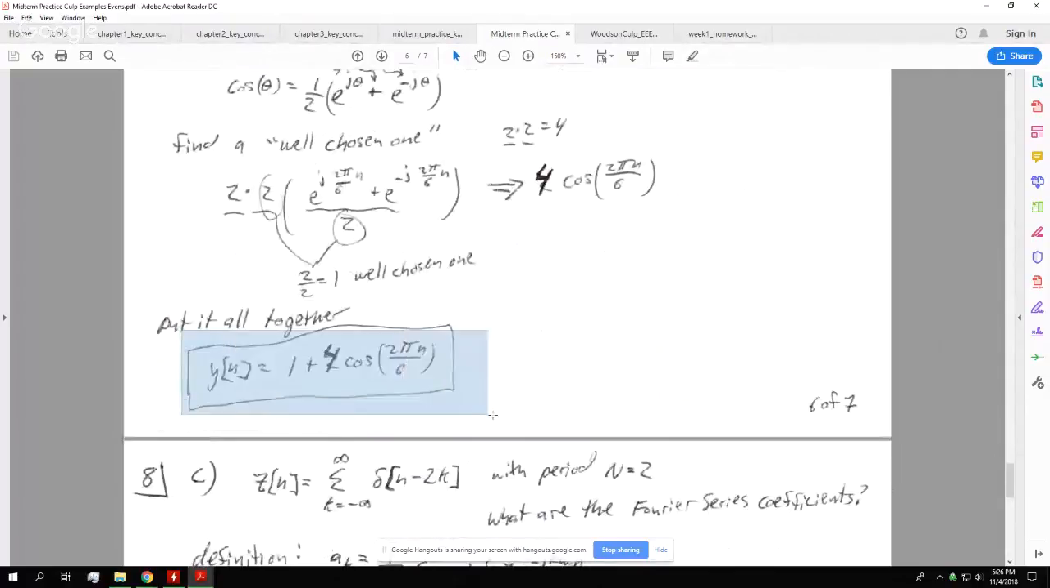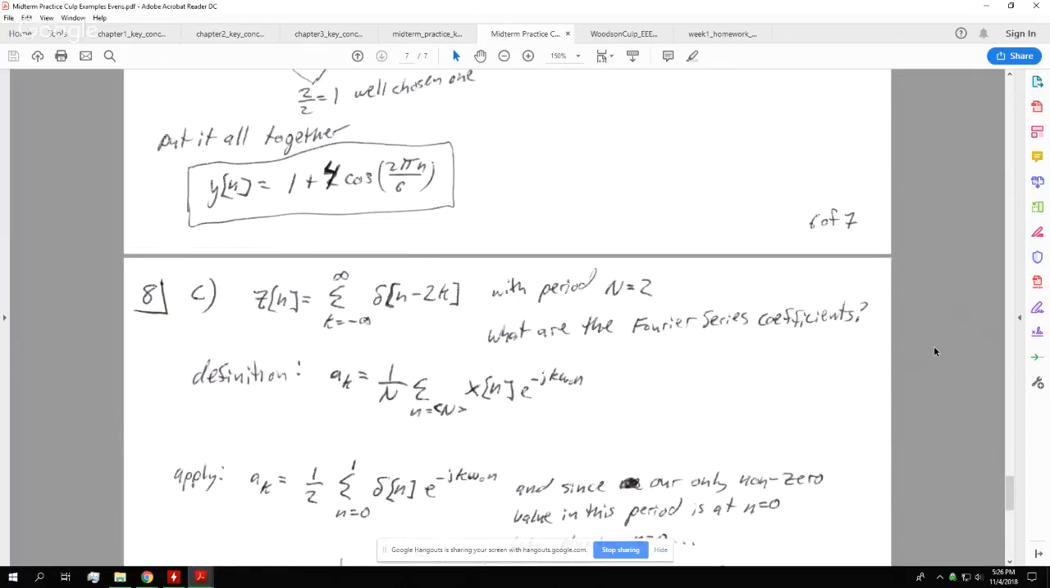Putting it all together, we get this final solution that is in a pretty form. It is not a series of complex exponentials, but is a sinusoid, a cosine. So we have 1 plus 4 cosine 2 pi n over 6. And that's how you do part B.